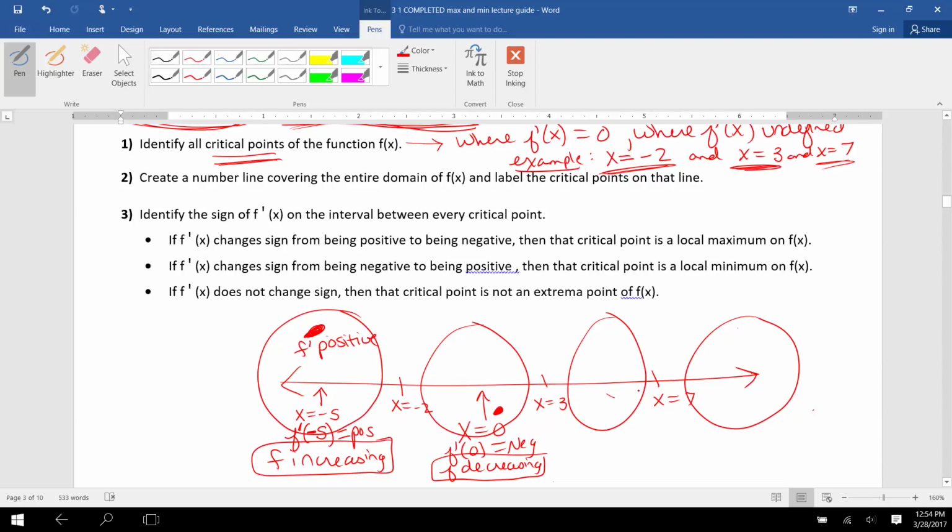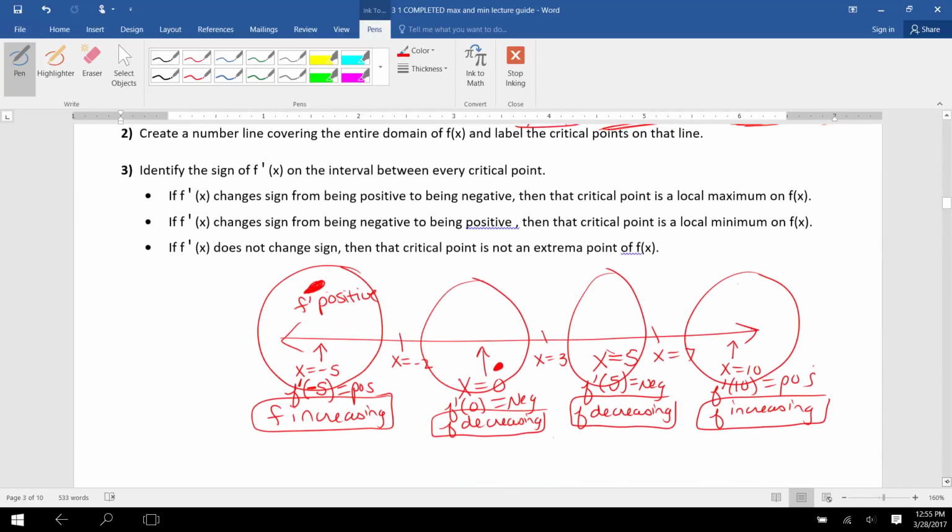I again pick between x is 3 and x is 7, so let's say maybe I pick x is 5. I plug x is 5 into the derivative. Let's say this time I got negative. That means on this entire interval, f prime is negative. That means on this entire interval, f is decreasing. And lastly, I pick a number up here above x is 7, like x is 10. Any x value up here would work though. F prime of 10, let's say it's positive. So that means f prime is positive on this entire interval above x equals 7. And so f is increasing on this entire interval above x equals 7.